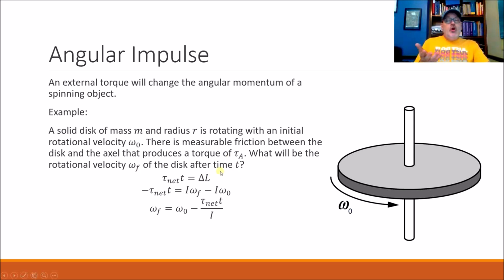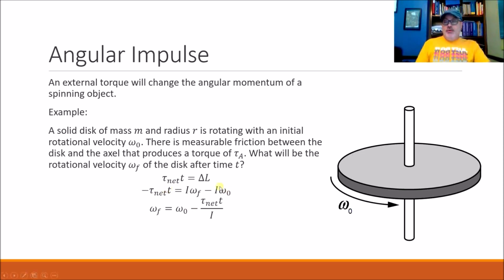So the angular impulse, torque times time, will equal the change in momentum. Now remember, this is a rotating shape that has an axle. So that will just be I omega. So I omega final minus I omega initial, that's our change in angular momentum. And our angular impulse will be negative because it's going to be slowing it down due to friction.